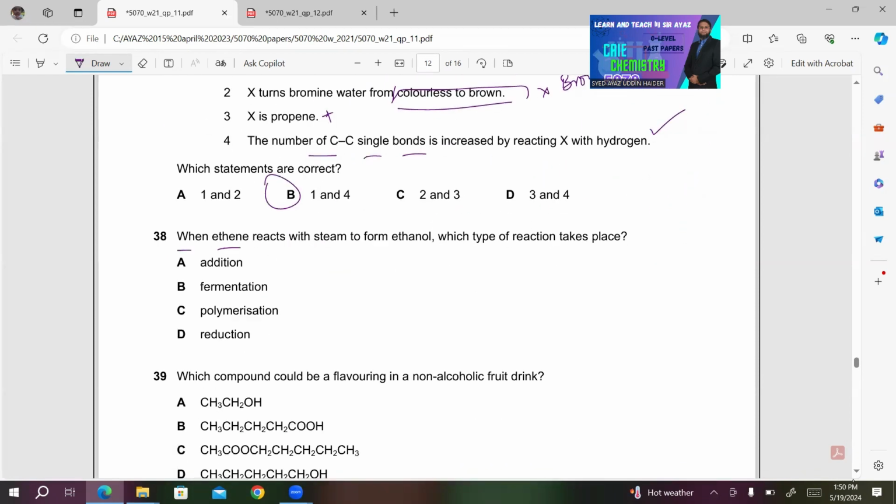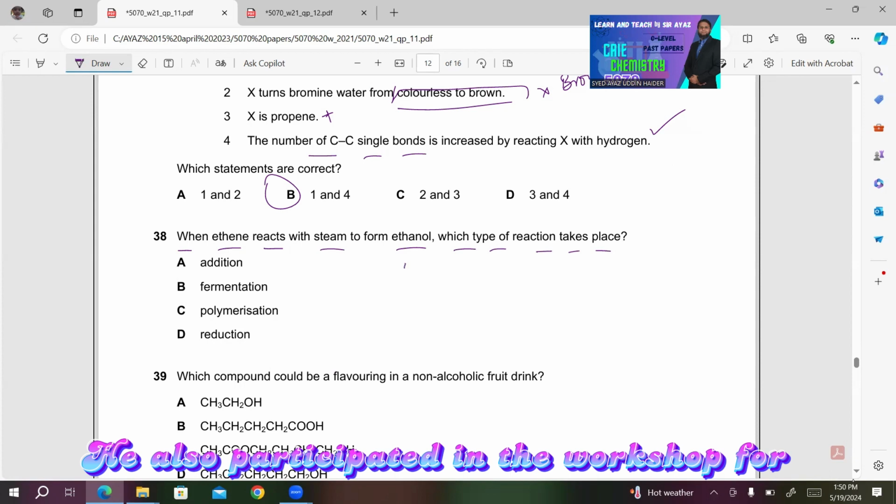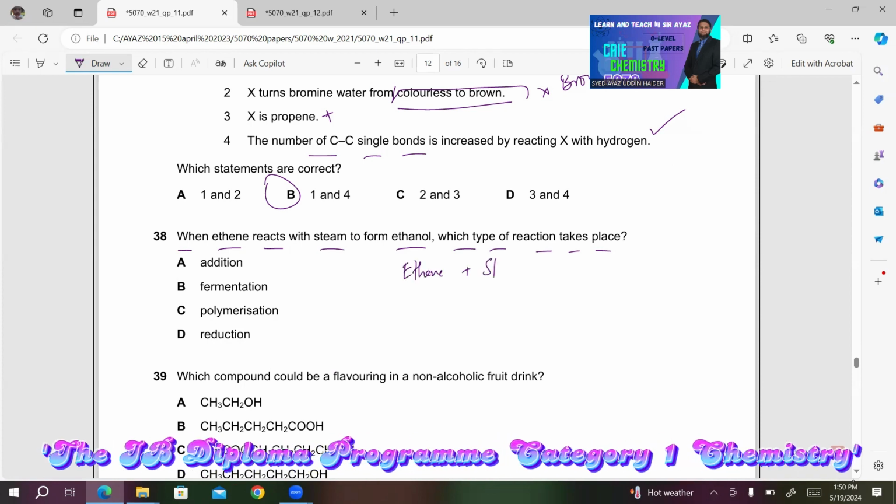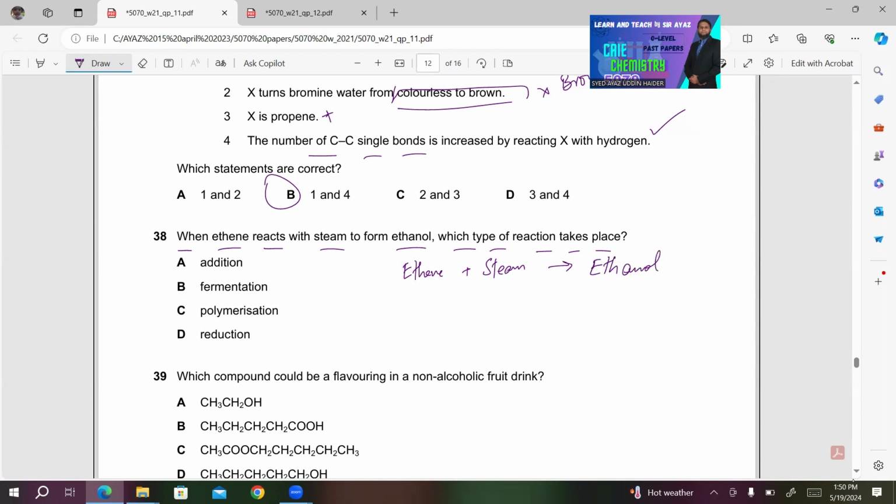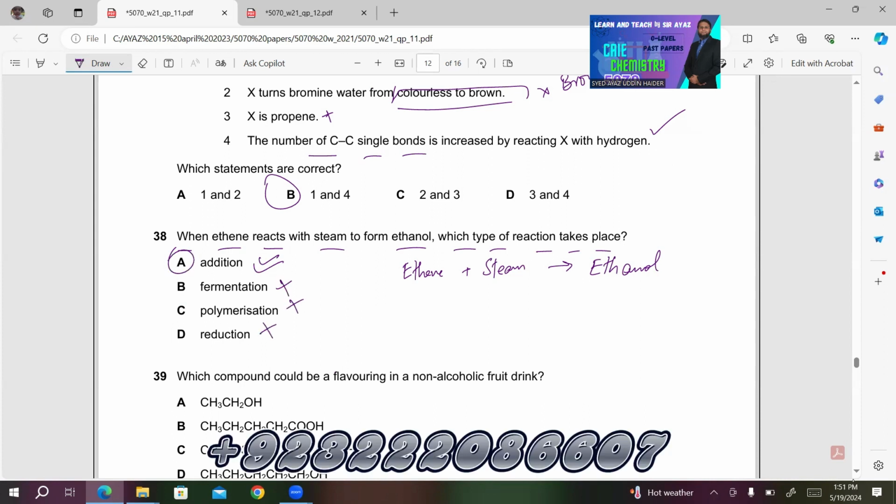Number 38, when ethene reacts with steam to form ethanol, which type of reaction takes place? Ethene, this is ethene. When it's reacted with steam, it gives only one product, that is ethanol, which indicates it's an addition reaction. So it must be A. Other choices are incorrect. It's not fermentation, it's not polymerization, it's not reduction.